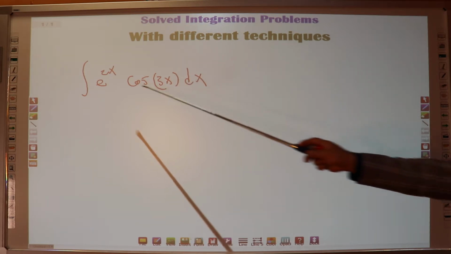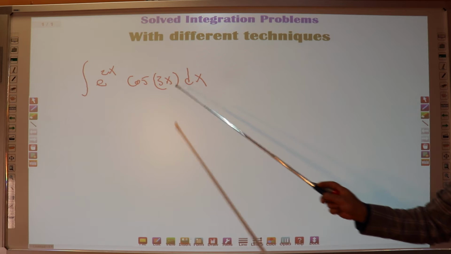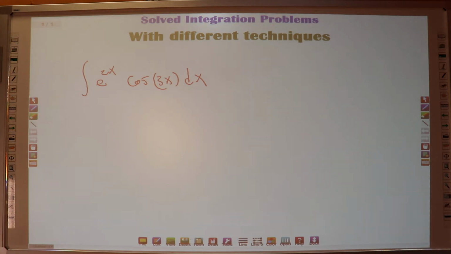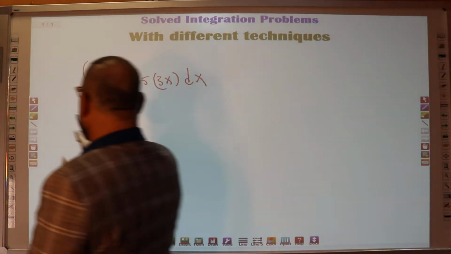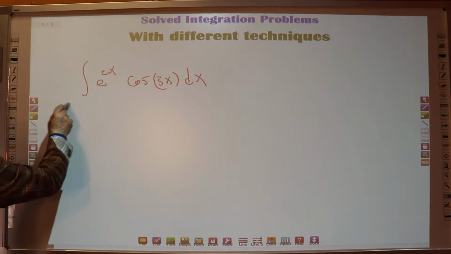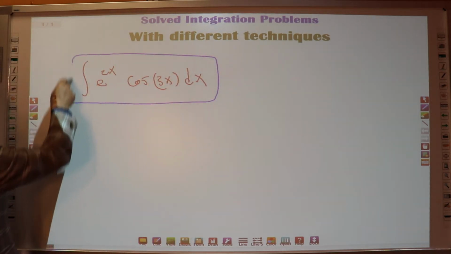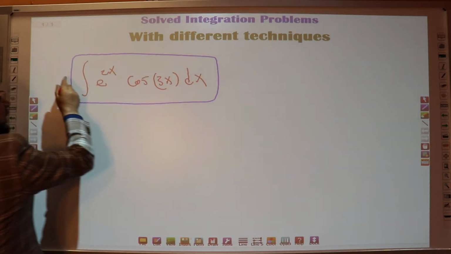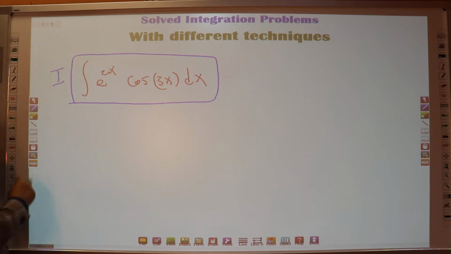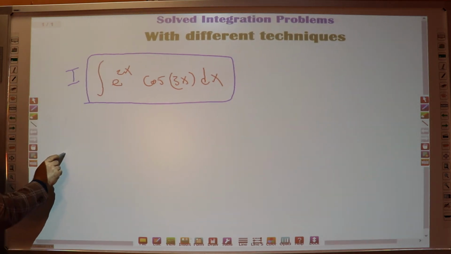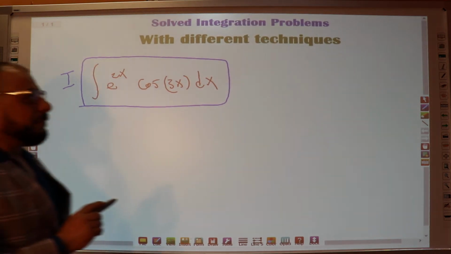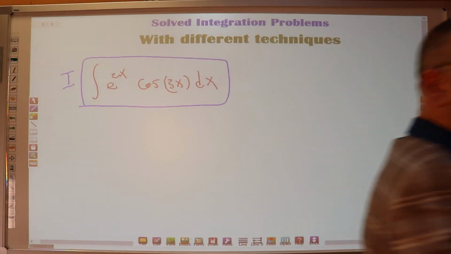Now, when I have e and cosine, e and sine, this means for me integration by parts twice. How many times? Twice. Now to make it easy and simple and quick, I'm going to call this integration I. This integration, this form, I'm going to call it I. Why? Because I know this goes twice.